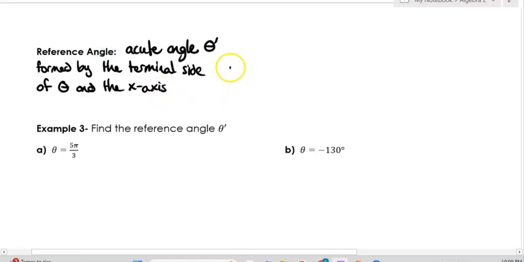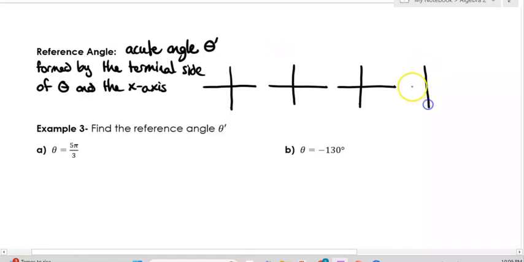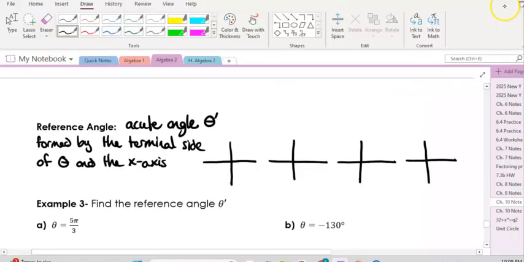All right, and so I'm going to show you the 4 different examples depending on which quadrant it is. So if you just want to set up your 4 graphs here, and I'm going to switch colors so that it shows up. If it's in quadrant 1, then the reference angle and theta are the same. They're literally the same thing because the terminal side and the x-axis are the exact same thing.